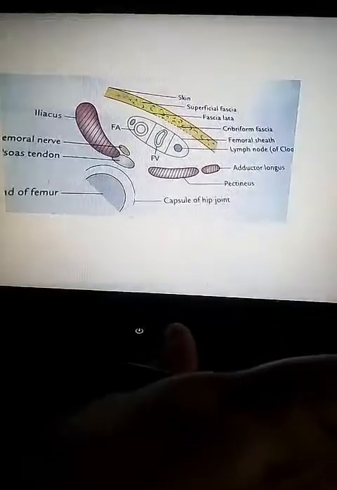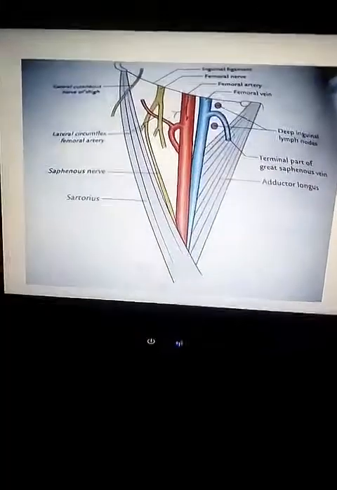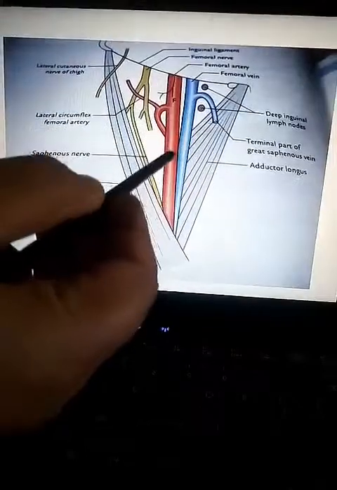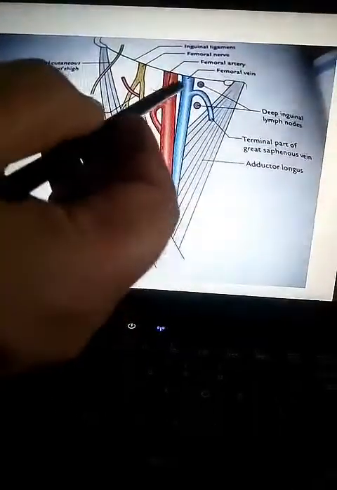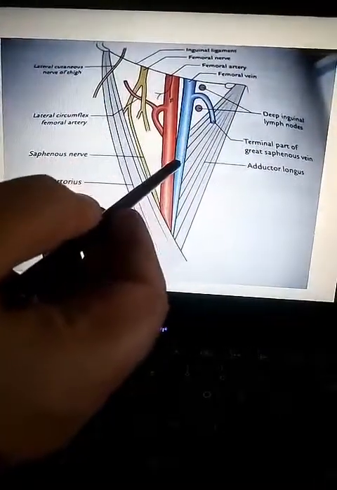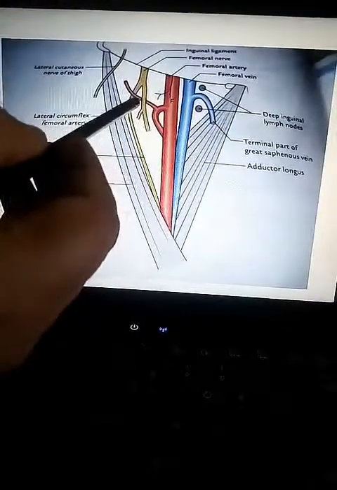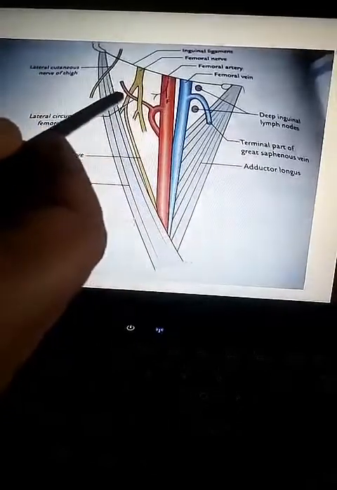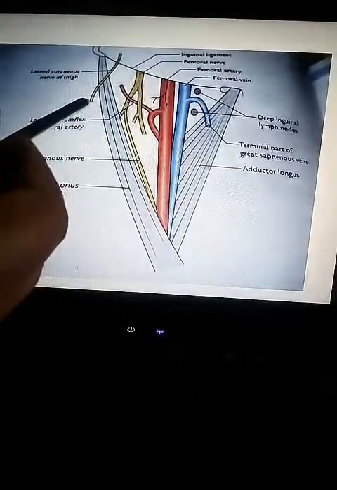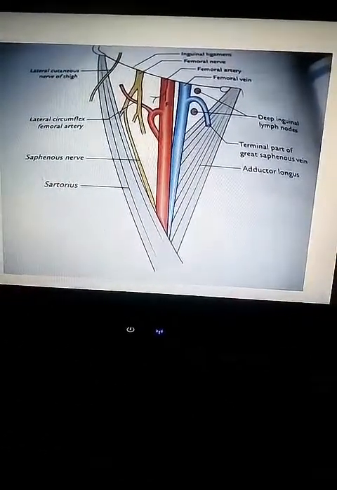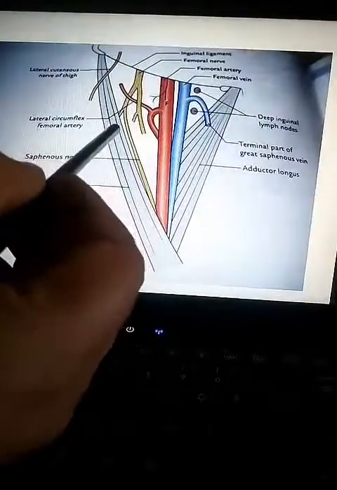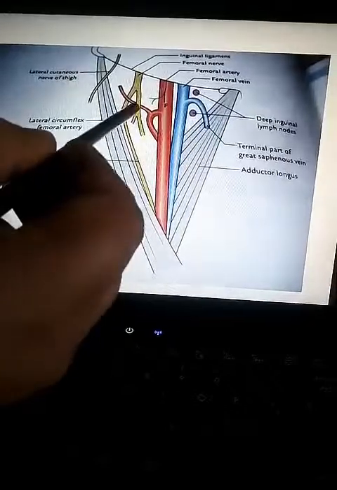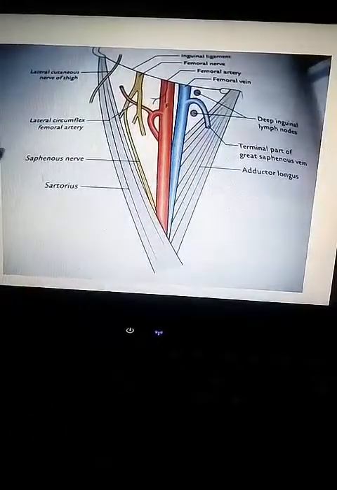Now the contents. The main contents of the femoral triangle are femoral artery and its branches, femoral vein and its tributaries, femoral nerve, deep inguinal lymph nodes, and lateral cutaneous nerve of the thigh. In addition, it also contains the femoral branch of genitofemoral nerve and fibrofatty tissue.